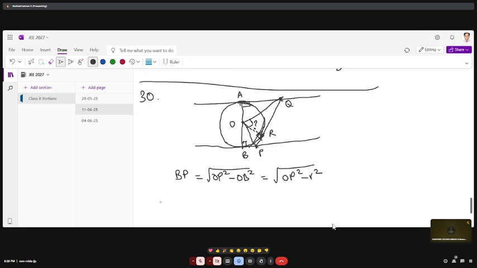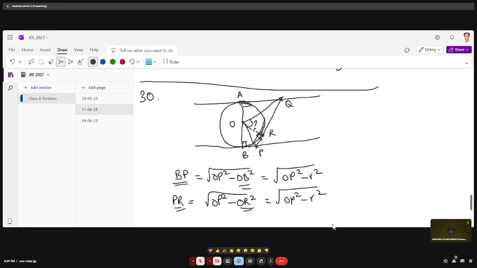Similarly, PR is OP square minus OR square. Again, it is the same as OP square minus R square, because OR is also a radius and OB is also a radius. So you see that BP equals PR. Therefore, BP equals PR.